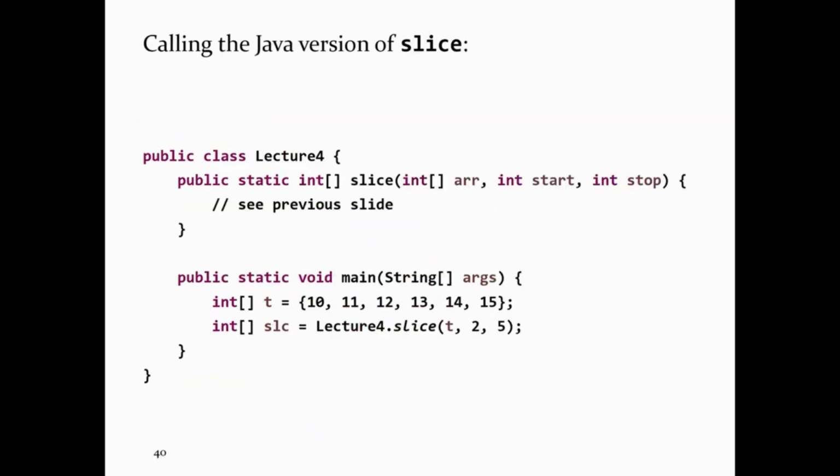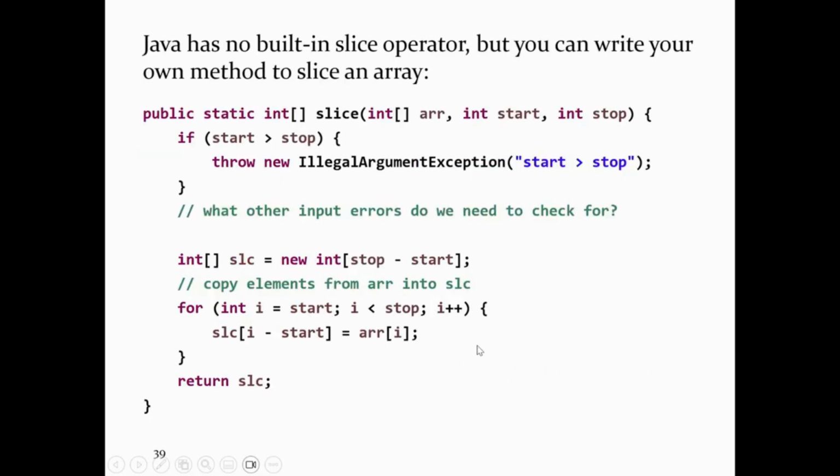If you want to use that method, you can just call it by the class that it's defined in, so lecture4.slice. Pass in the array, and then the start and stop indexes. Notice the syntax here, compared to Python, is not as nice. You have to actually call a method here, whereas in Python, you can just use the square brackets and a colon. All right, so there's your slice method, and that's an example of returning an array, throwing an exception, and computing indexes for an array.